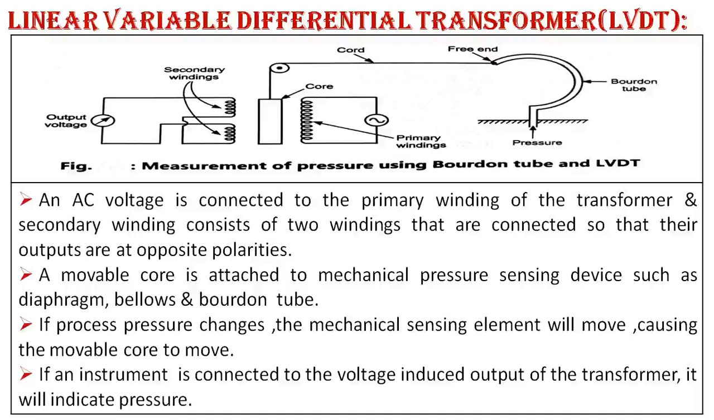The secondary winding consists of two windings that are connected so that there are outputs at opposite polarity. A movable core is attached to a mechanical pressure sensing device such as a diaphragm, bellows or bourdon tube. So here we have to use a bourdon tube. If process pressure changes, the mechanical sensing element will move, causing the movable core to move. If an instrument is connected to the voltage induced output of the transformer, it will indicate a pressure.